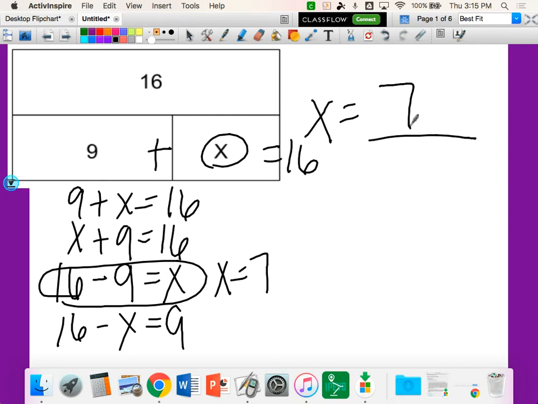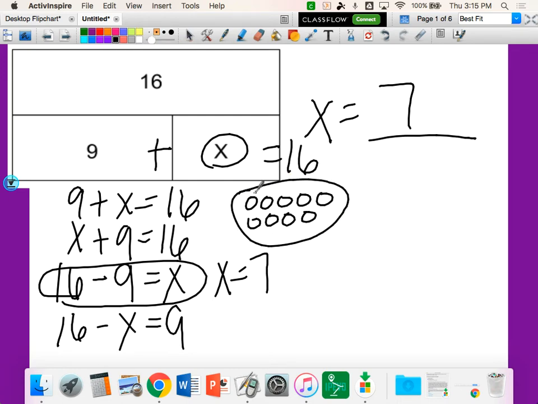And I told them again, here I can draw 9 circles, 5, 6, 7, 8, 9, and then circle those. All right, so I have 9. How many more do I need to get to 16? 10, 11, 12, 13, 14, 15, 16 to find that it's 7 more. Or even count up. Several used their fingers to count up.